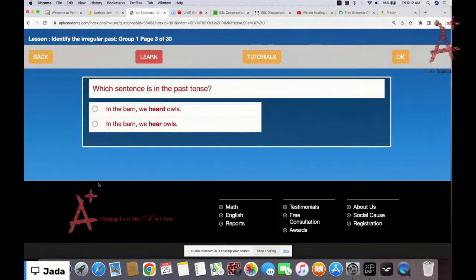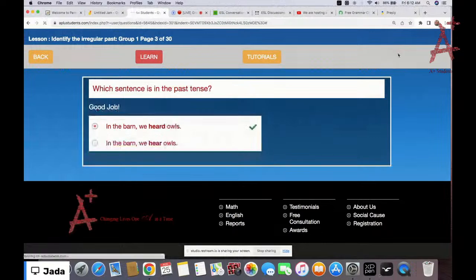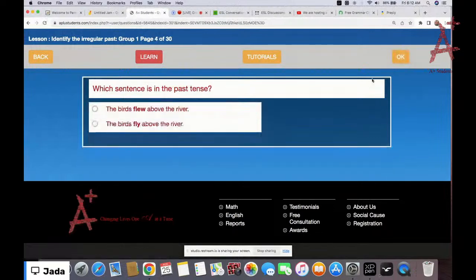Now, in the band we heard O's. In the band we hear O's. So heard O's. The birds flew above the river. The birds fly above the river. So fly is what? Fly is the present, and flew is what? The irregular past tense. The birds sang in the daytime. The birds sing in the daytime.